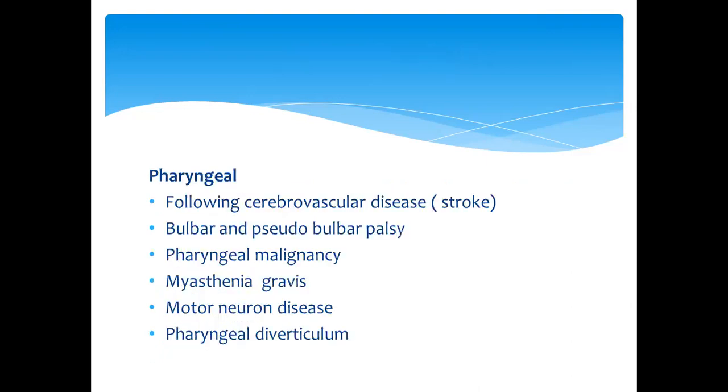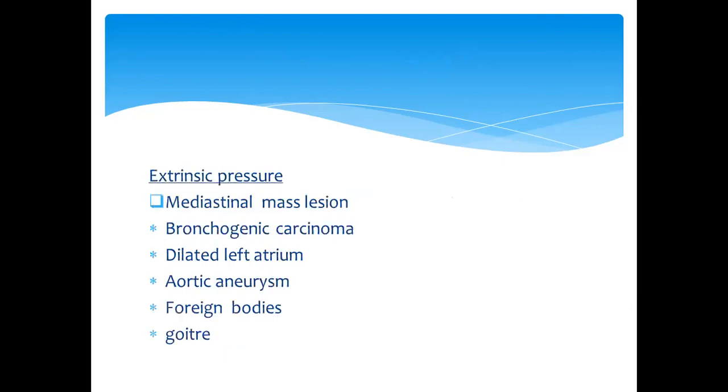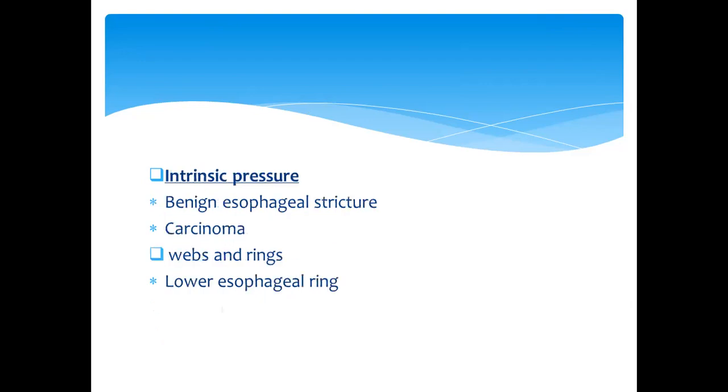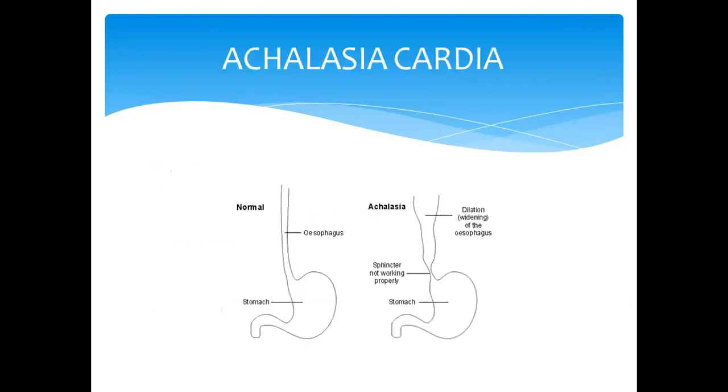The pharyngeal causes are cerebrovascular disease, bulbar and pseudobulbar palsy, myasthenia gravis, motor neuron disease, and pharyngeal diverticulum. The esophageal causes are motility disorders including achalasia, diffuse spasm, and scleroderma. Extrinsic pressure is caused by bronchogenic carcinoma, dilated left atrium, aortic aneurysm, foreign bodies, and goiter. Intrinsic causes include carcinoma, lower esophageal ring, and peptic esophageal stricture.